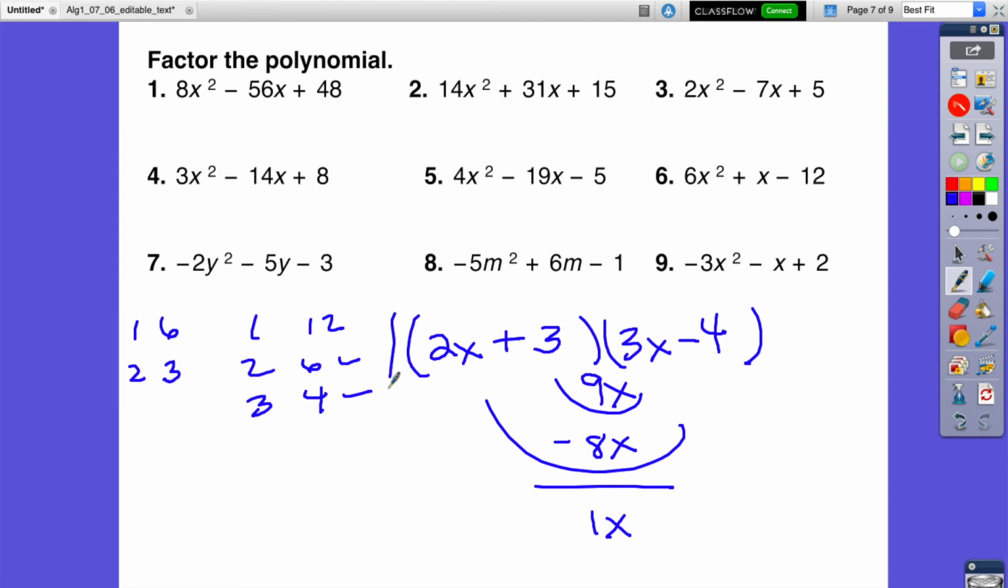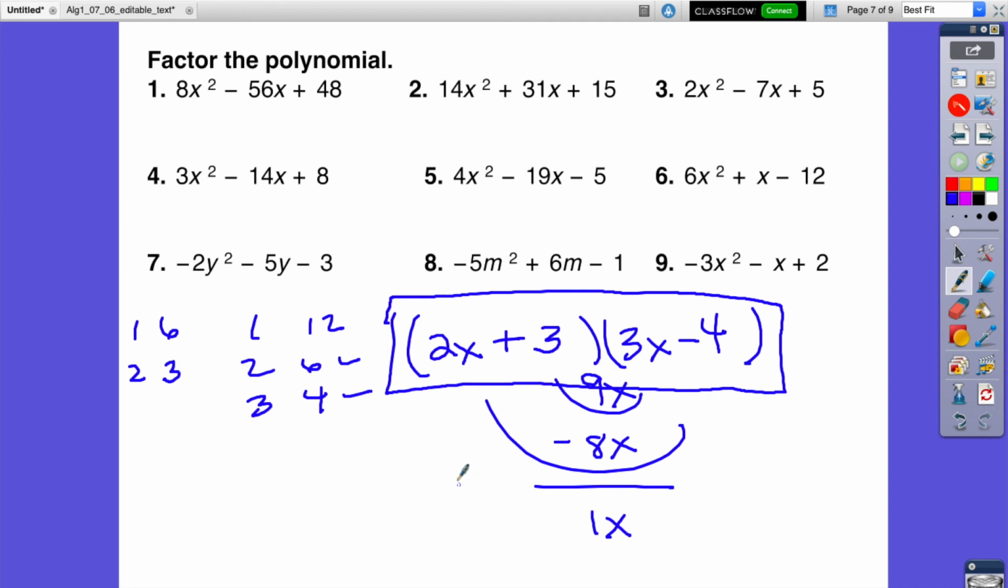So I only had to do that problem twice. And sometimes you have to do it a few times. But as long as you know your factors, you should be fine.